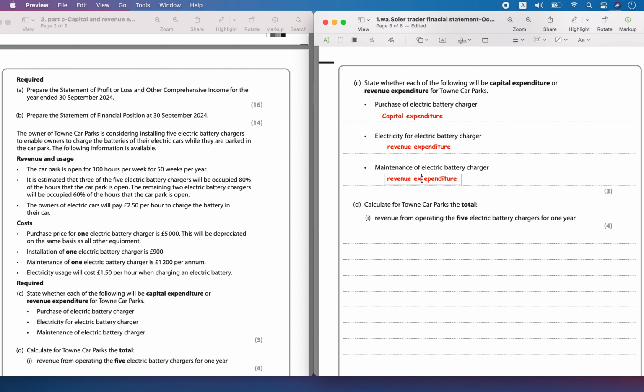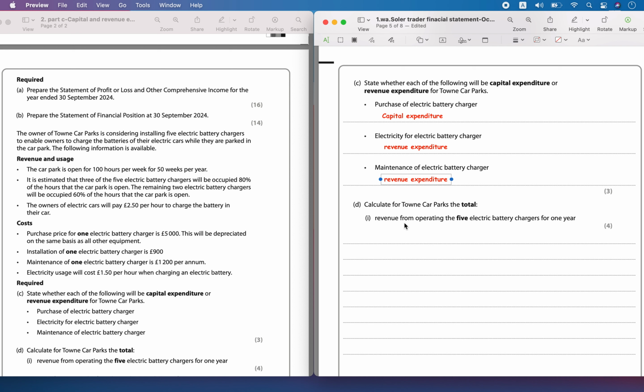Only the cost spent on the purchase of equipment or assets is called capital expenditure. Even renovation and installation are done only once, so that is part of capital expenditure.